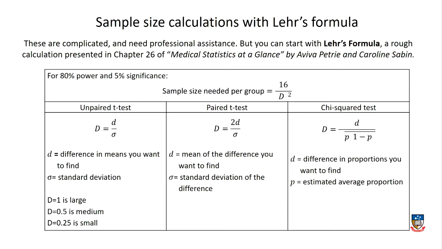In the middle, it's twice that. And in the chi-squared test, it's this calculation at the end, which is the difference in proportions you want to find, so the literal percentage point difference.